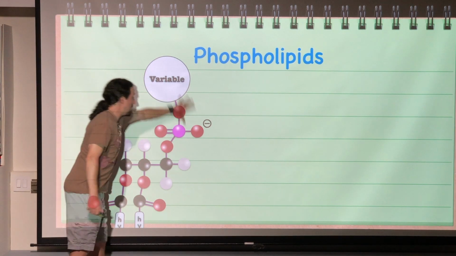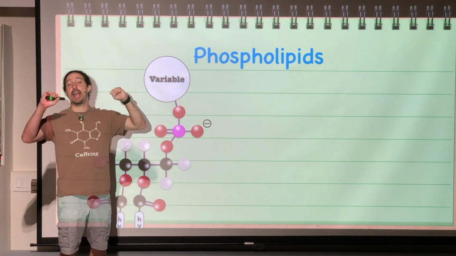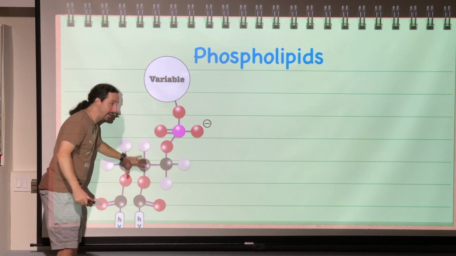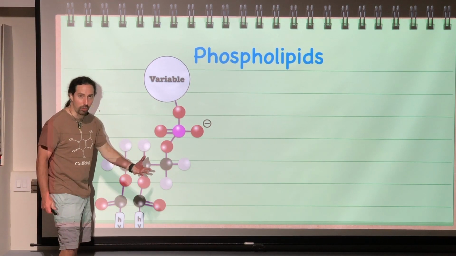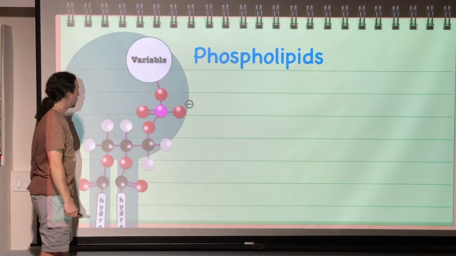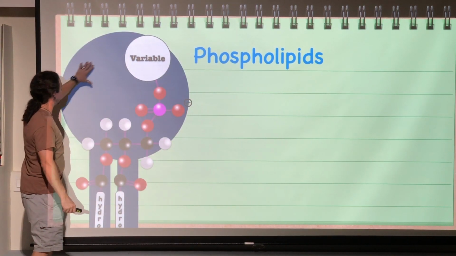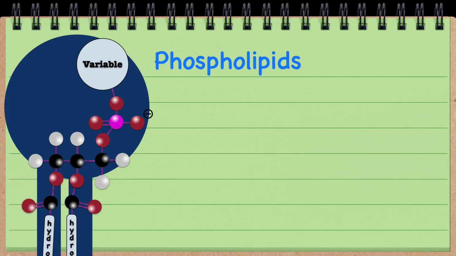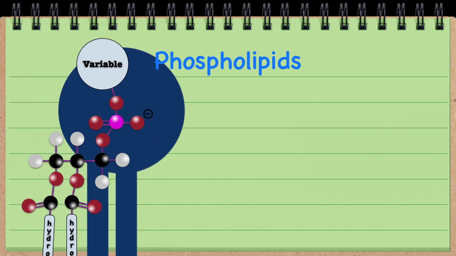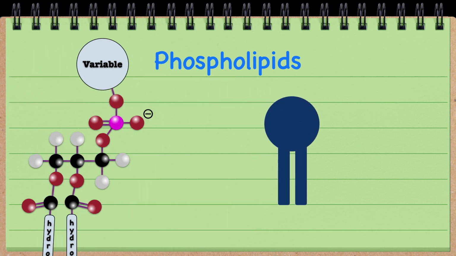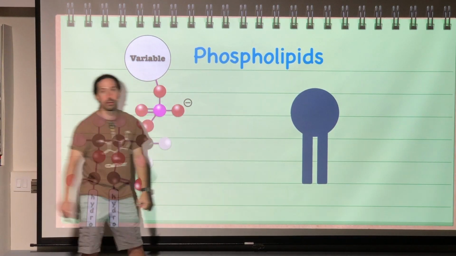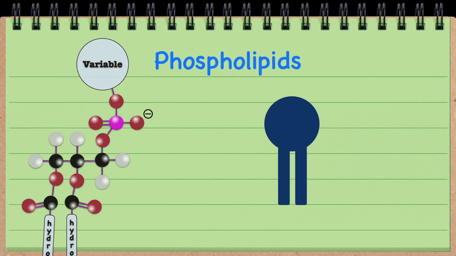So this area right here is extremely, extremely polar, whereas this area down here is very much not polar. And so when we draw it, we typically draw it as a polar head and 2 nonpolar tails. That's how we illustrate a phospholipid, is many times this is the polar head and this is the nonpolar fatty acid tails.